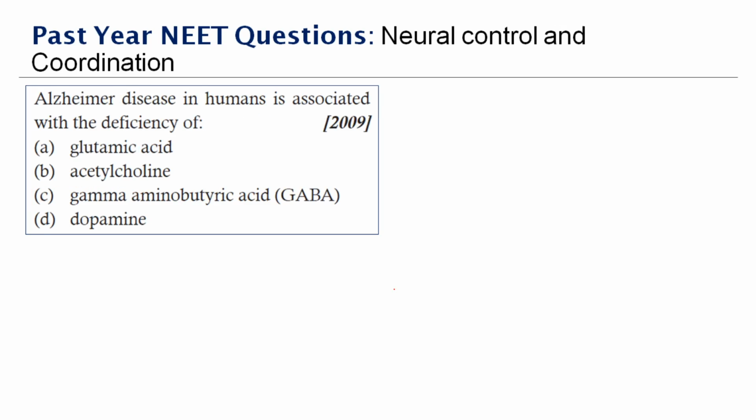Okay, next question here. Alzheimer's disease in humans is associated with the deficiency of dash. Very easy question to answer. Any idea what the answer is? Alzheimer's disease in humans is associated with the deficiency of acetylcholine.